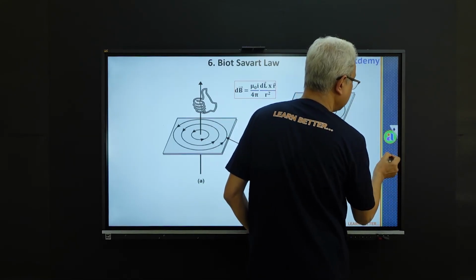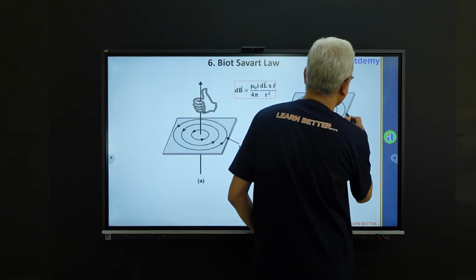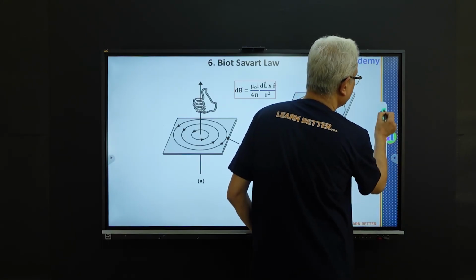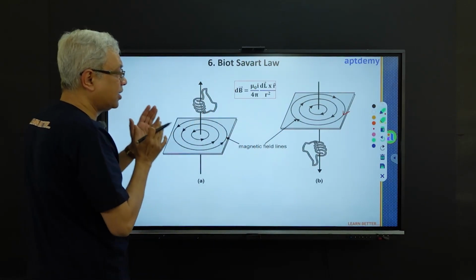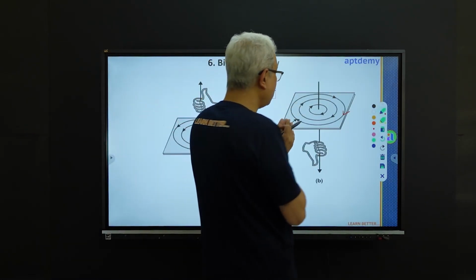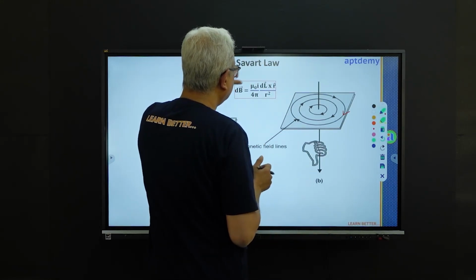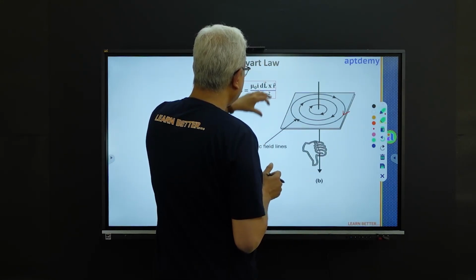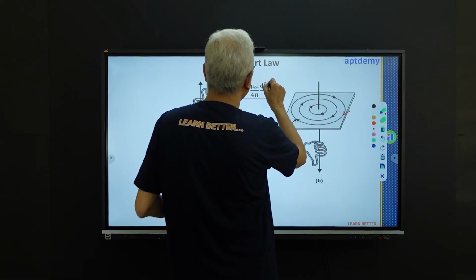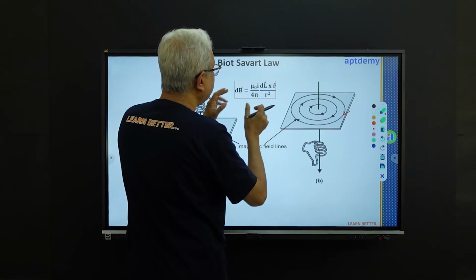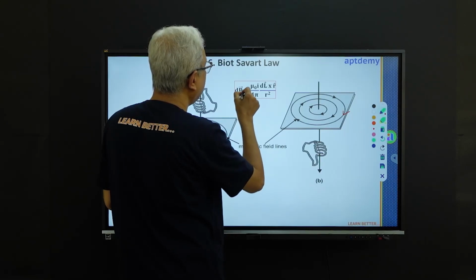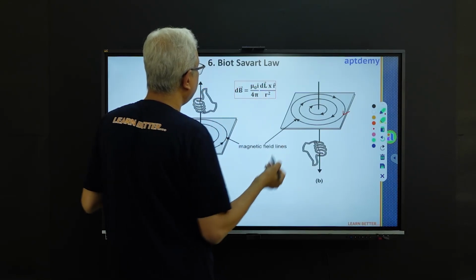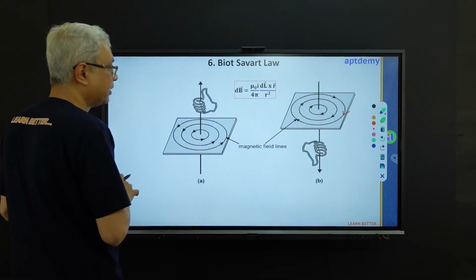So easily you can find out the direction of the magnetic field. And what is the magnitude of this magnetic field? For that you have to take the angle between dl and r, and it is μ₀ I dl sin θ / (4π r²). That is the magnitude of the magnetic field.